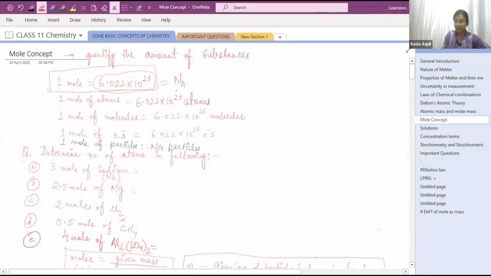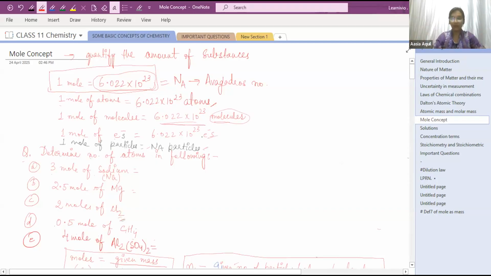This is Avogadro number, Avogadro's constant, right? Okay. So if I say 1 mole of atoms, what does this mean? It means that 6.022 into 10 to the power 23 atoms are there. Similarly, 1 mole of molecules, what does this mean? It means that this Avogadro number of molecules are there. Similarly, for electrons and any particles, 1 mole of any particle is equal to the Avogadro number of particles. Clear?